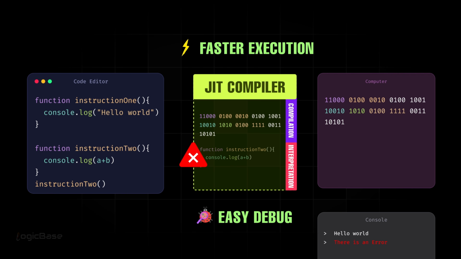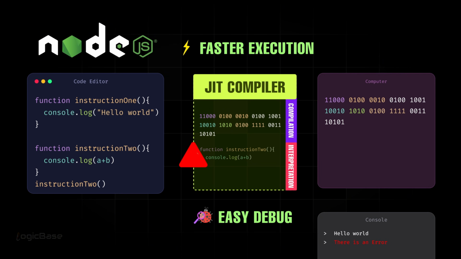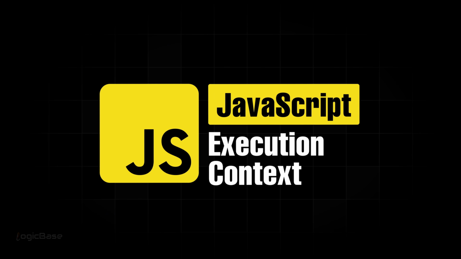That's the core feature of the JIT compiler, and this is exactly how modern JavaScript engines, including Node.js, work today. They compile JavaScript through just-in-time compilation. I hope this part is clear to you. So, with that understanding, let's move on to today's main topic, JavaScript's execution context.